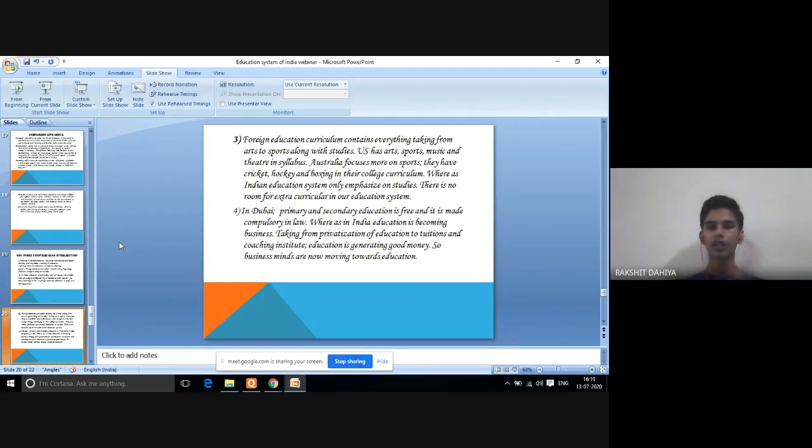Taking from privatization of education to tuitions and coaching institutes, education is generating good money, so business minds are now moving towards education. So, as I told you, education and hospitals are the great things that make money for the businessman. So what they are doing is making private schools with no good teachers, nothing, no facility, but fees at the top. This is what they want for the money.